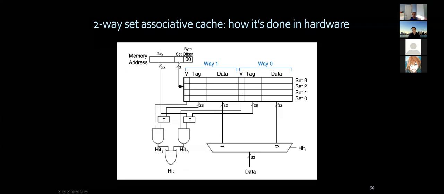The rest of these bits are used to tell what your place in the cache is. And this is the actual data, that's what I'm looking for. And that is the tag. This is the name of the book.